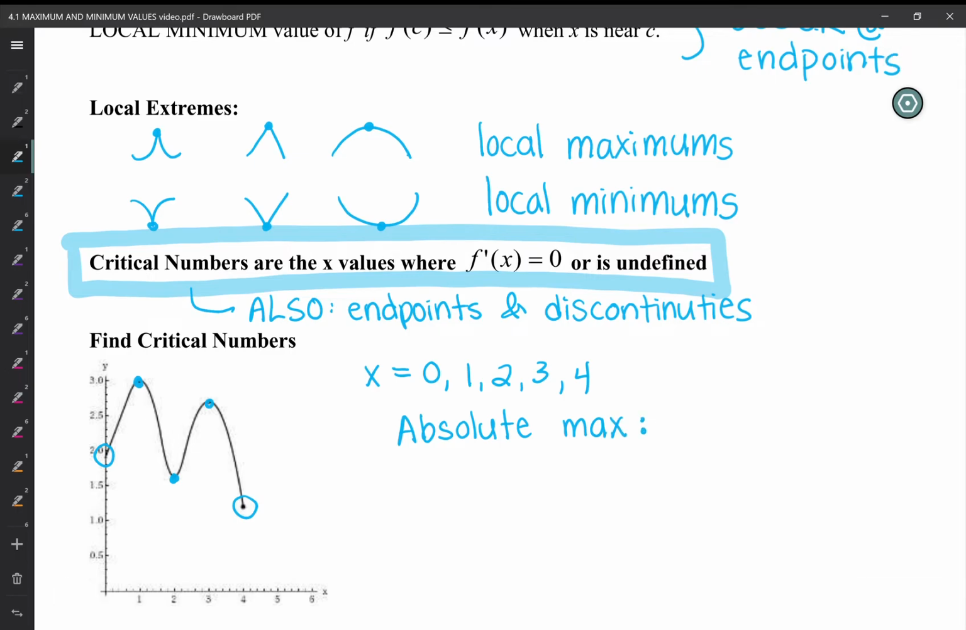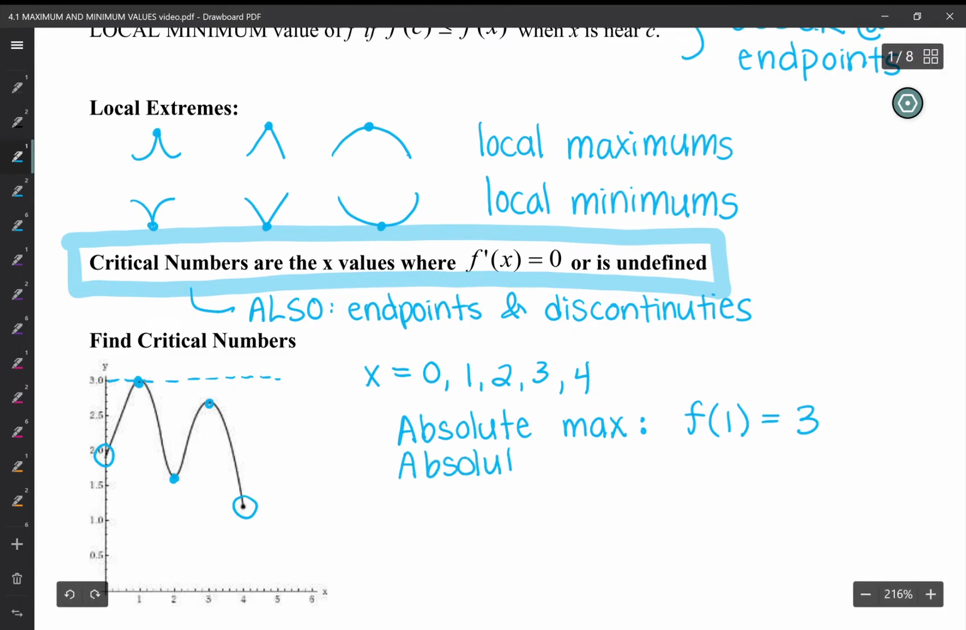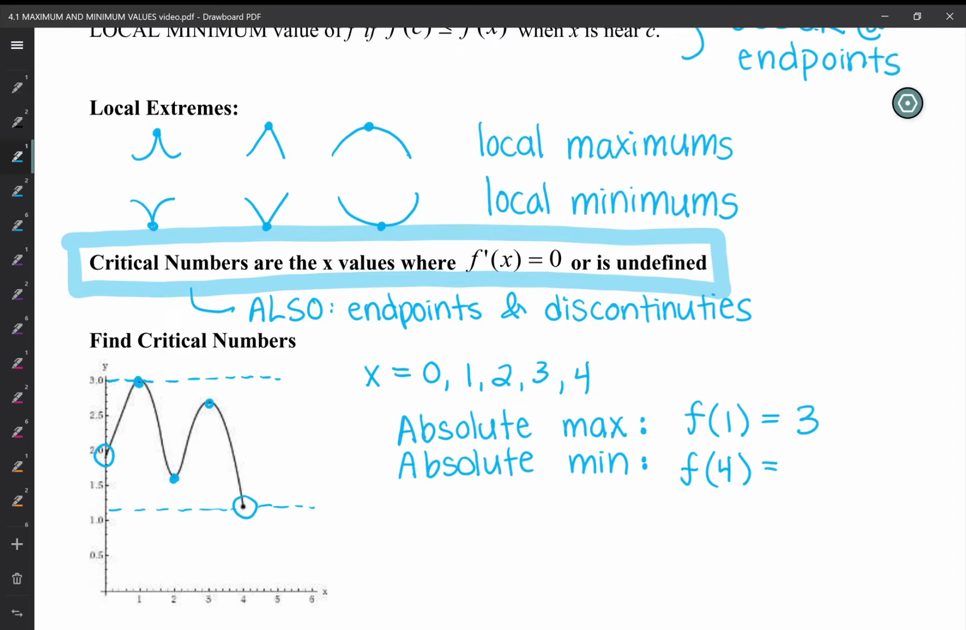The absolute maximum is the highest output that the function can have. So our absolute maximum is 3, and that occurs when x is equal to 1. So the absolute maximum is f of 1 is equal to 3. Next, we'll identify the absolute minimum. This is the lowest value that our function can attain. This occurs at x is equal to 4. So it's f of 4 is equal to about 1.1.